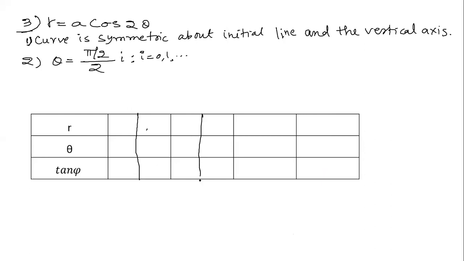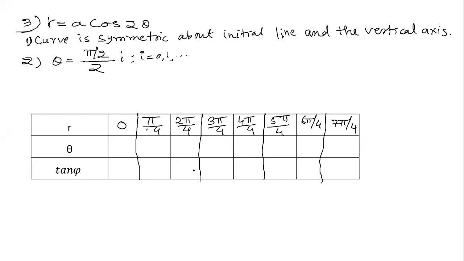Here theta equal to 0, then 1 pi by 4, 2 pi by 4, 3 pi by 4, 4 pi by 4, 5 pi by 4, 6 pi by 4, and 7 pi by 4. After that, 8 pi by 4 is nothing but 2 pi, that is equal to 0. Again, we are going through the same cycle, and quickly let us find. So these are very interesting.